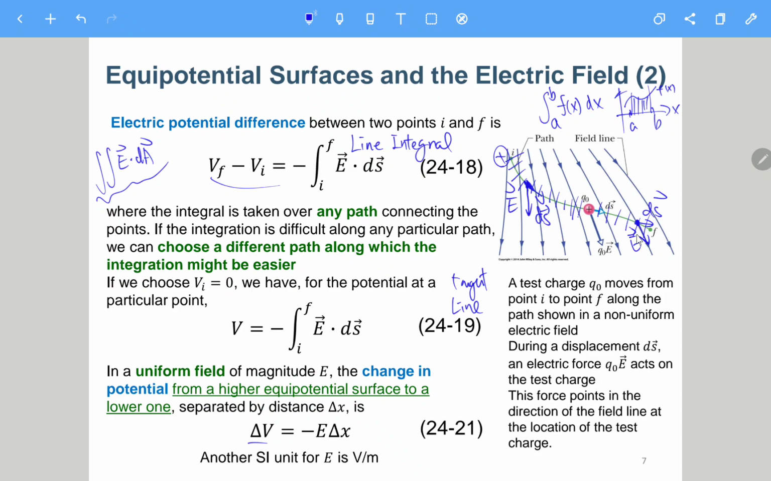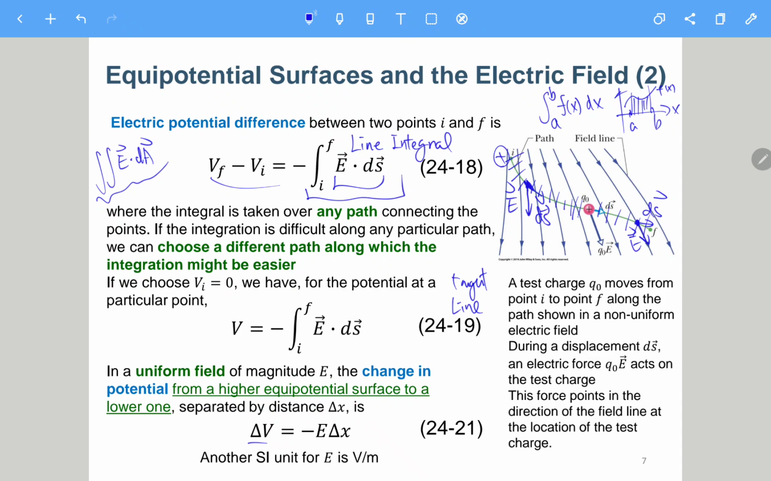Then we will be able to calculate E dot ds for every element, and then we add them together. And this will be the line integral, which is also similar to the Riemann sum. Actually, it is a Riemann sum, I should say. Okay, so this is a Riemann sum. You will be able to calculate it.